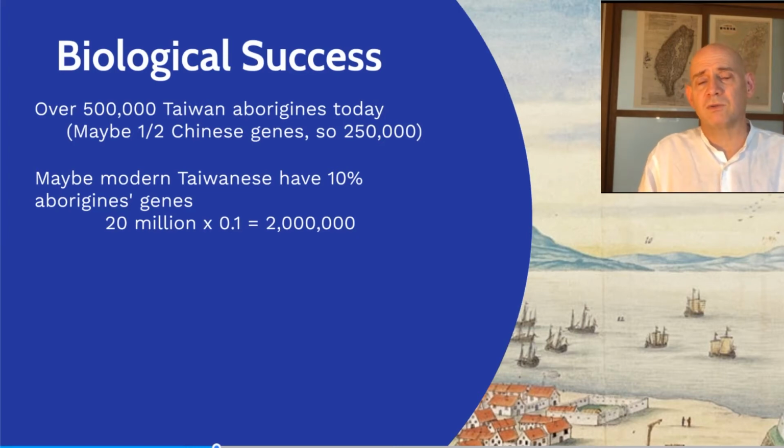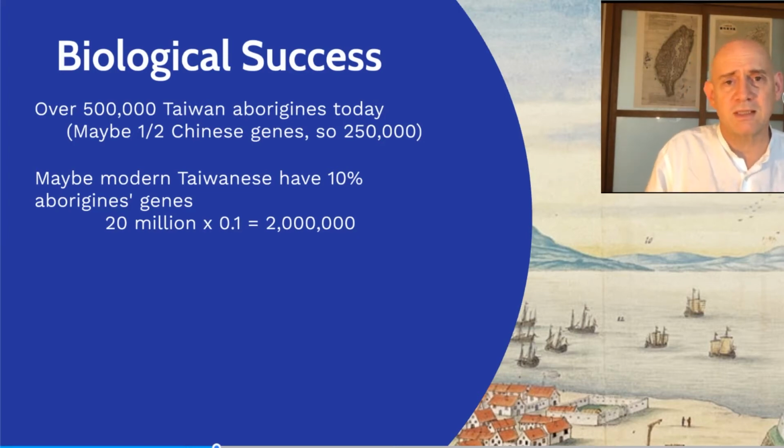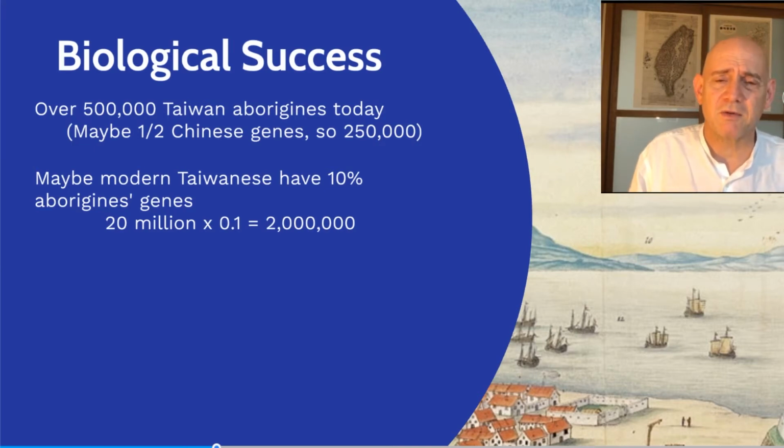Well, there's maybe about 20 million of these Taiwanese today. Maybe about 10% of the genetic material comes from Aborigines. I think that's a pretty good estimate, though new research may change that somewhat. But just a rough estimate. If you say that of 20 million people, about 10% of the genetic material is Aborigines, well, it sounds like that's the equivalent of about 2 million people's worth of Aborigines genetic material.